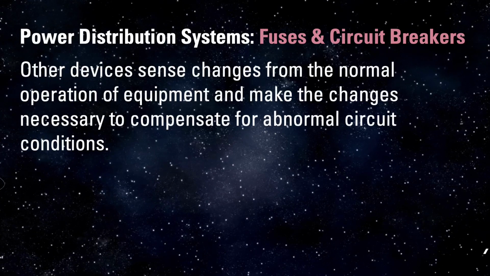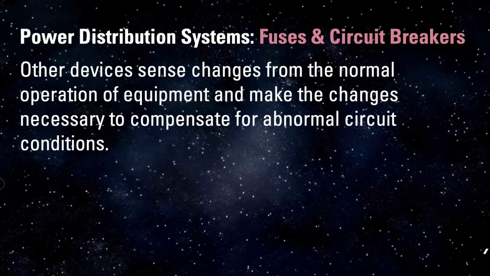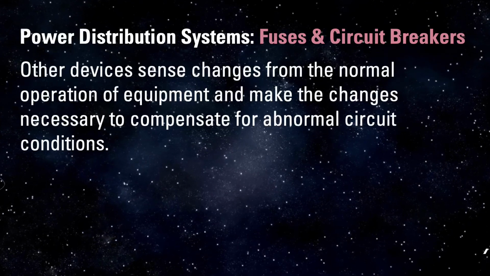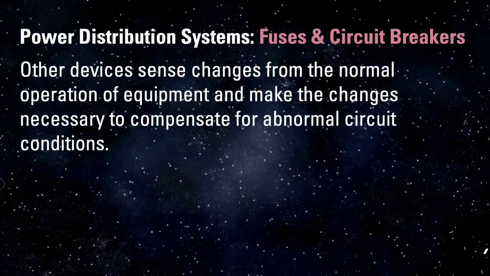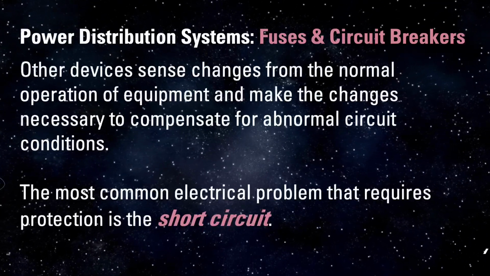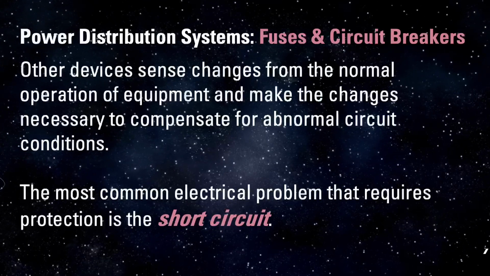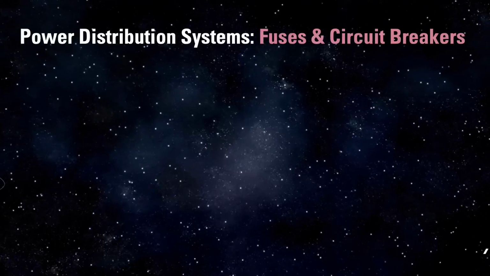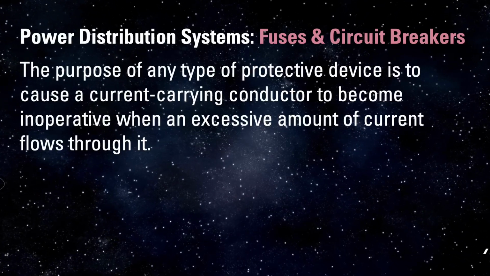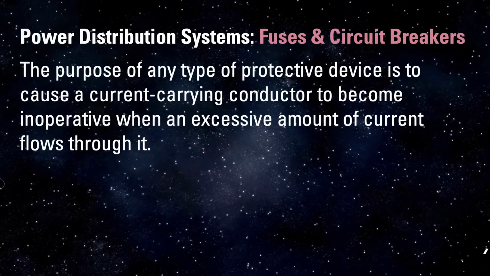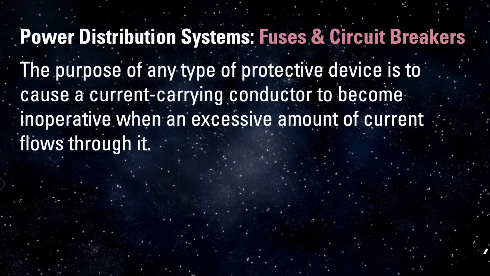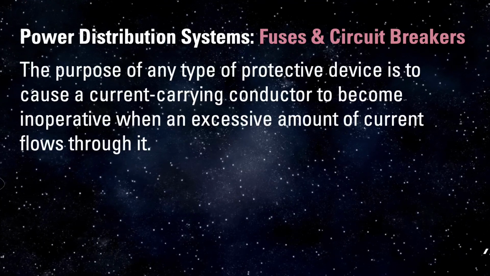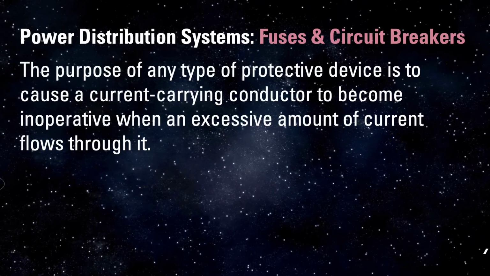Other devices sense changes from the normal operation of equipment and make the changes necessary to compensate for abnormal circuit conditions. The most common electrical problem that requires protection is the short circuit. The purpose of any type of protective device is to cause a current-carrying conductor to become inoperative when an excessive amount of current flows through it.